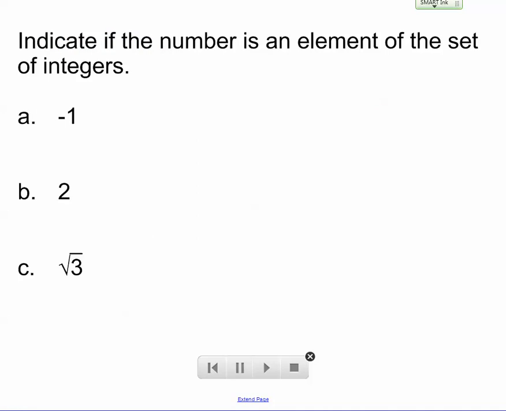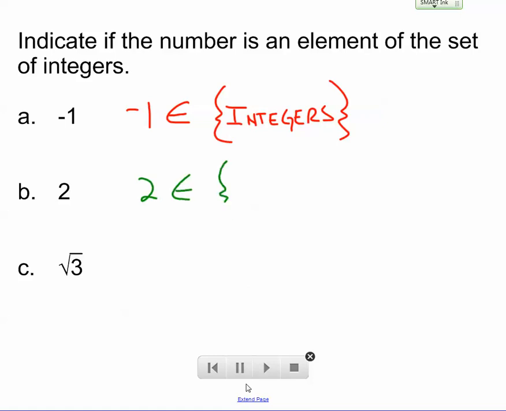Okay, indicate if the number is an element of the set of integers. So is negative 1 an integer is basically what we're saying. Yes, negative 1 is an integer. So we'll write negative 1 is an element of the integers. I guess I could have used those new fancy symbols I just gave you. I could have used that Z. What about 2? Is 2 an integer? Yes, 2 is an element of the integers.